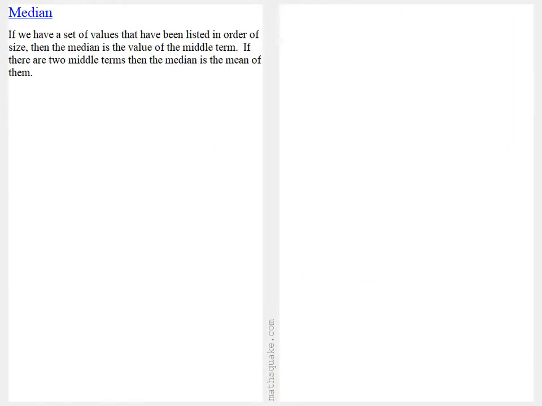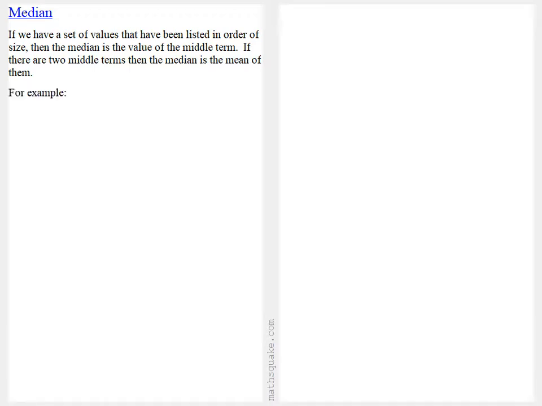Now let's have a look at the median. If we have a set of values that have been listed in order of size, then the median is the value of the middle term. If there are 2 middle terms, then the median is the mean of those 2 terms.